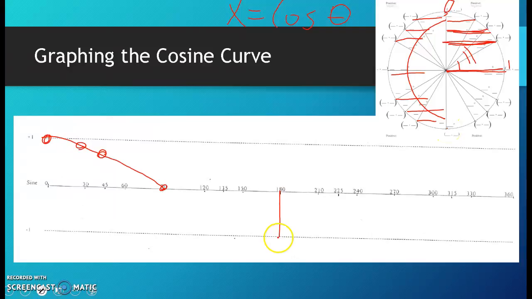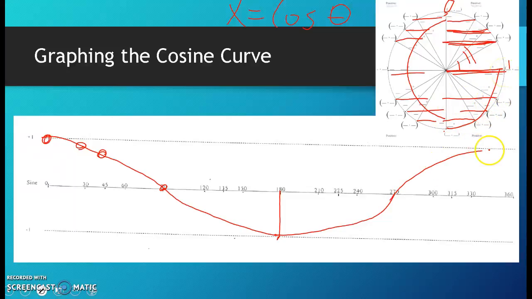So here's where it's -1, that's 180 degrees. It's a half, -0.7, -0.86. So in other words, it comes down like this, and it comes back up to 0. Then from 270 degrees to 360 degrees, it starts out at 0, goes up to a half, 0.7, 0.86, and back up to 1, which means it does something like that.